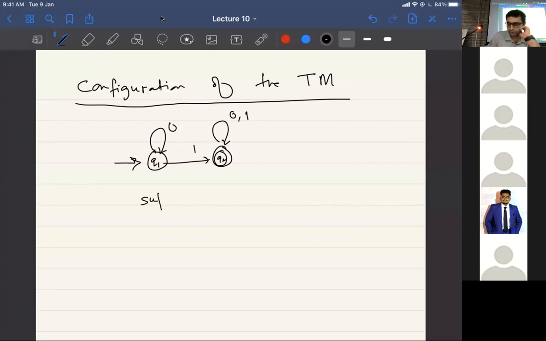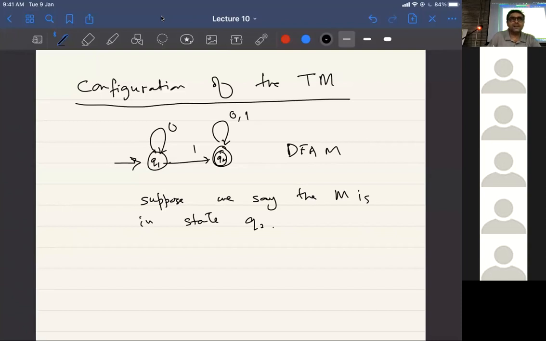In this DFA, it is very simple what's happening. Suppose we say this DFA M is in state Q2. What does it tell us? It tells us that when the machine is in Q2, it must have read some zeros, possibly infinite zeros, and at least one 1. Is it necessary that it must have read one zero or two zeros or three zeros? No, it may have read some zeros or it may not have read any zeros, but it must have read at least one 1.